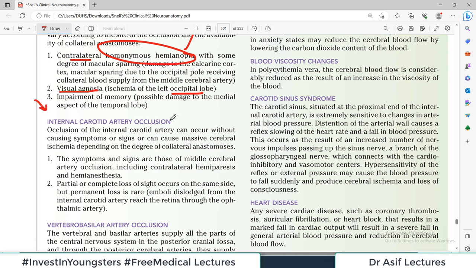Internal carotid artery agar occlude hoti hai, puri internal carotid branches iski nahi, occlusion of the internal carotid can occur without causing symptoms or signs because there is massive cerebral anastomosis, aur agar koi massive ischemia nahi hai, so the person is actually fine. Aur symptoms kya honge? They will be obviously the symptoms associated with the middle cerebral and the anterior cerebral.